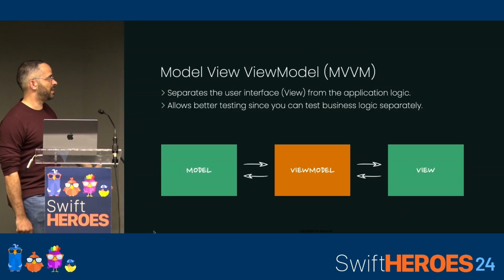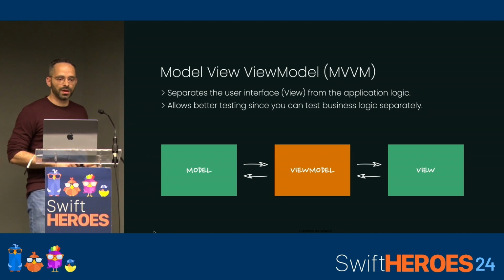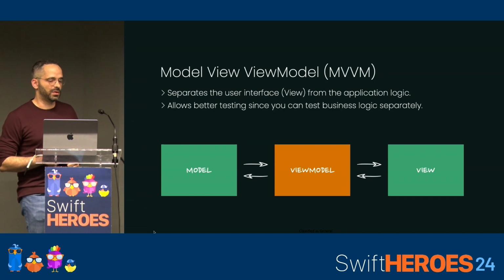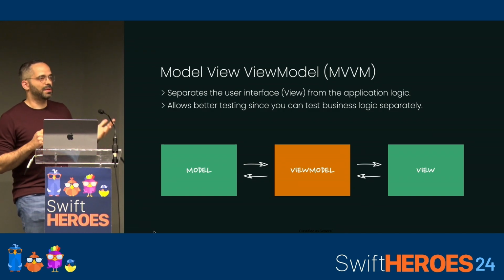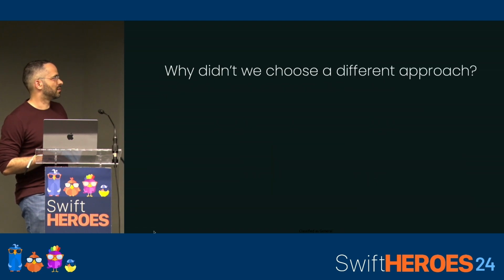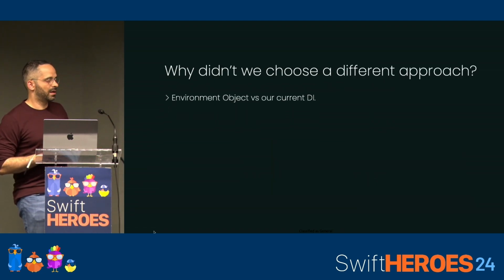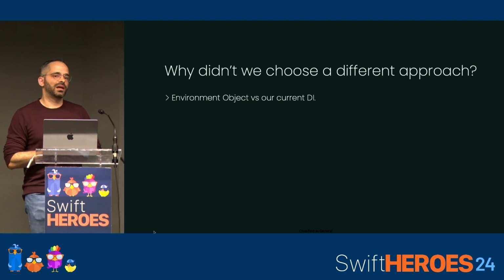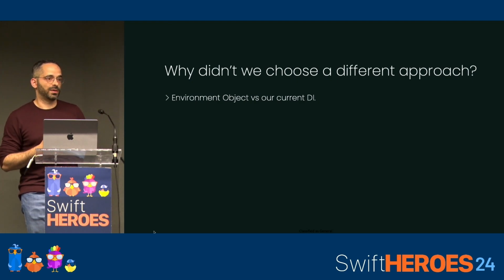I'm going to talk a little bit about MVVM. It allows us to separate the view from the application logic. We are able to test the business logic without even rendering a view. And it was probably the easier solution we found when we started this project. Why did we choose MVVM? We have a huge code base that already uses a nice dependency injection tool, and we don't want to switch it to use environment object.